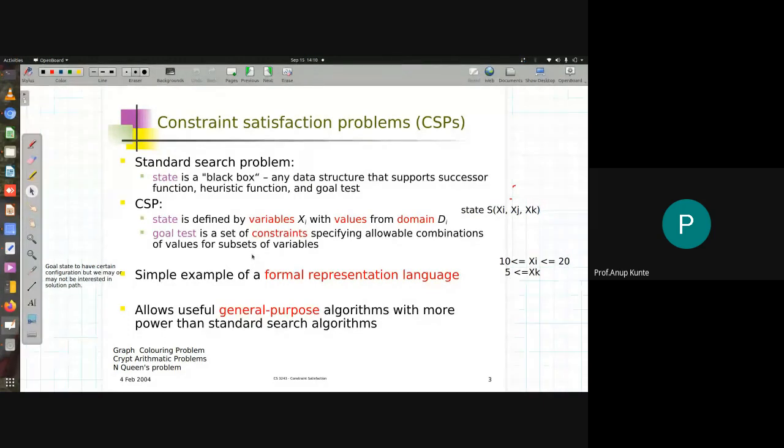Which are the variables that form the state? Then, what domain does each of these variables have? In general, the problems that we are going to look at in this syllabus all have a fixed domain, so every variable will have the same values with respect to the domain.